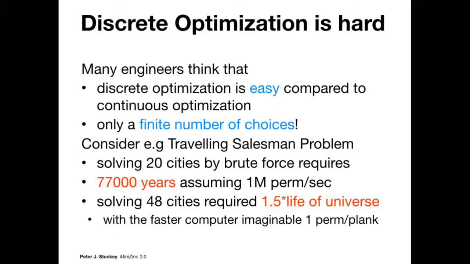The example here is I'm doing traveling salesman by brute force. I can do a 20-city problem in 77,000 years, assuming that I can check 1 million permutations of orders to visit the cities per second. Maybe I have a fantastic Planck machine, which checks 1 permutation per Planck time. Then I can solve 48 cities in 1.5 times the life of the universe, right? So brute force, not going to happen. Now, if you use the best known technique for traveling salesman, you can solve 80,000 cities, right? So it's a lot bigger numbers than brute force.